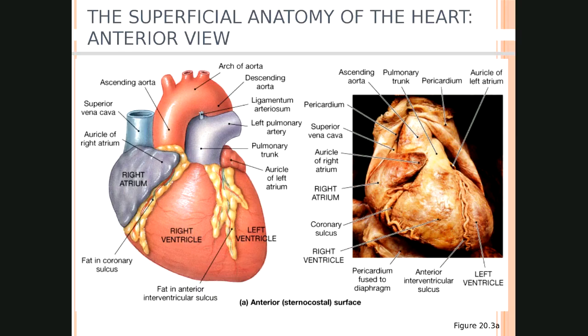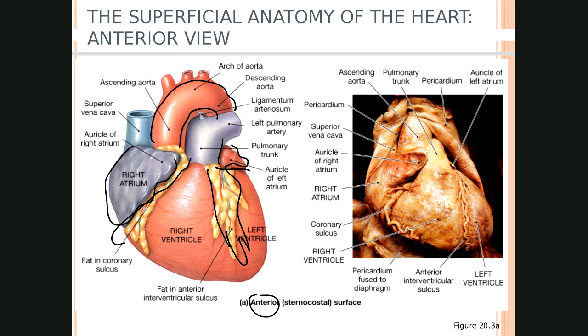Again, another depiction of the heart, and you can see the anterior interventricular sulcus right there, and then the coronary sulcus right there. One of the important points that you need to remember when you look at pictures of the heart is to pay attention whether you're looking at an anterior aspect of the heart or a posterior aspect of the heart. In this case, it is anterior. You can clearly see the right atrium. The left atrium is a little bit more difficult to see. You definitely see the aorta, the aortic arch, and you can see the pulmonary trunk.